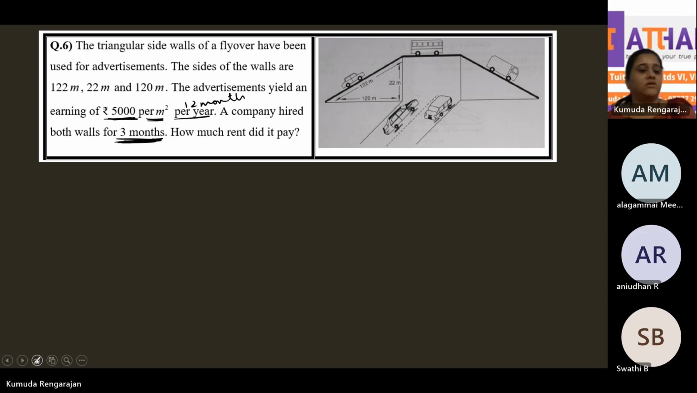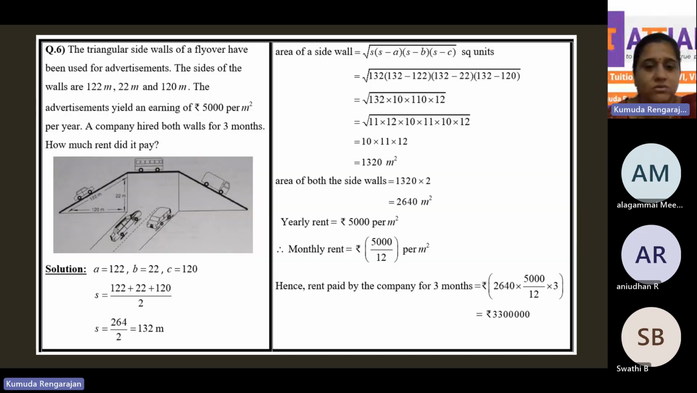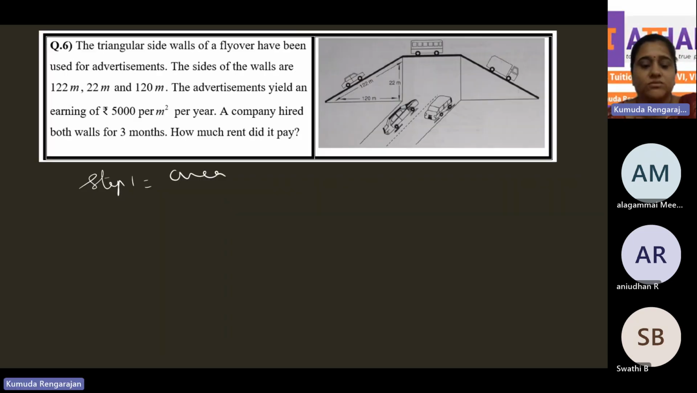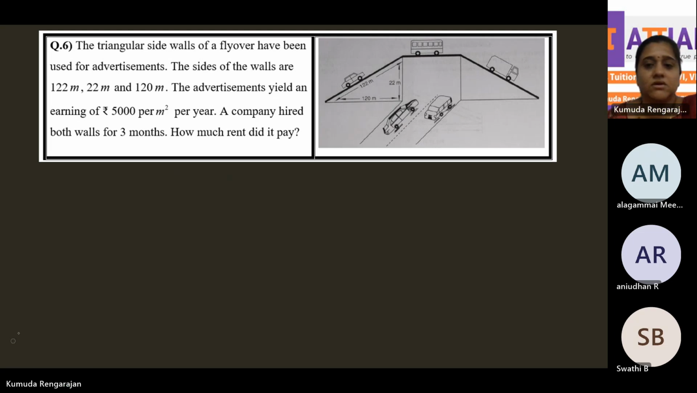So you have to find the area. Step 1 is to find the area of this triangle. Area is 1320. So when you find the area, it is 1320. This one is also 1320. This is understood. We know the sides, so we can find the area.